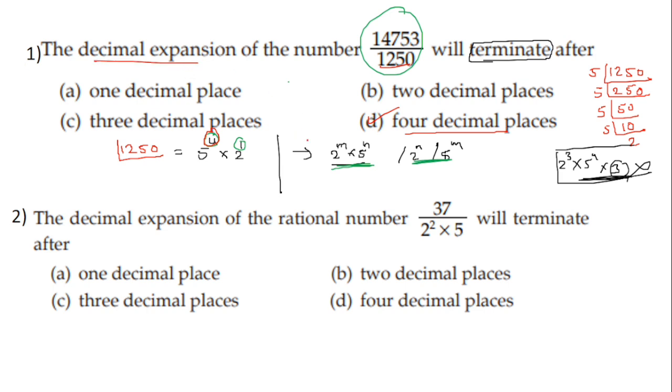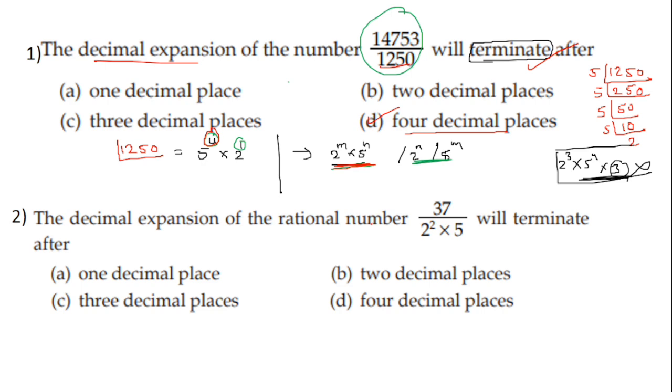Okay, and the key point here is that a rational number whose denominator can be expressed as multiples of 2s and 5s only terminates, and the rest does not terminate. It may be recurring or non-recurring. Okay, let's come on to the second one.